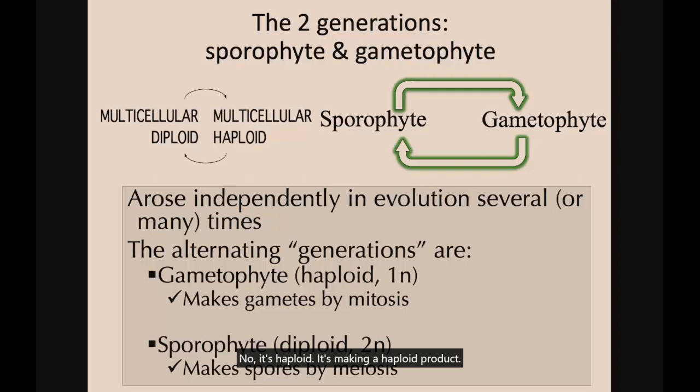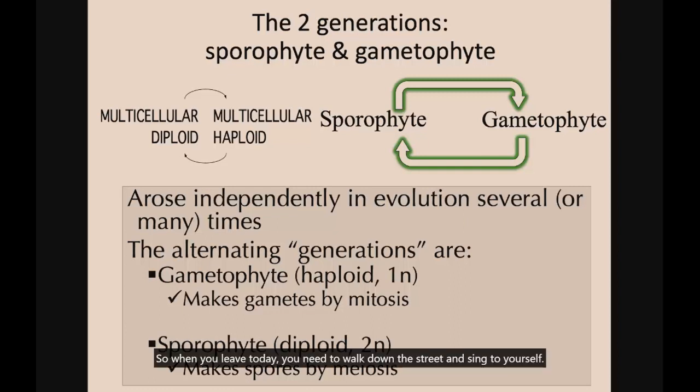It's making a haploid product. So it can't do it by meiosis. It has to do it by mitosis. Because if a haploid is going to make another haploid, it just has to divide. So that's mitosis. So a gametophyte makes gametes by mitosis. So it's that generation. And a sporophyte makes spores by meiosis.